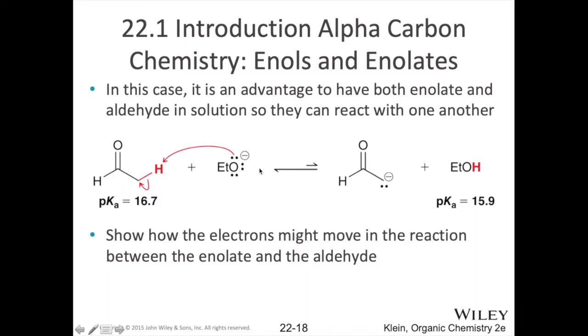Which can be an advantage, all right? Sometimes it's good to have both the aldehyde and the enolate present, okay? So remember, the aldehyde itself still has a carbonyl, which that carbonyl carbon is a good site for a nucleophilic attack. So, having a nucleophile and an electrophile present in solution would allow one to react with the other. So, again, sometimes that might be advantageous, right?